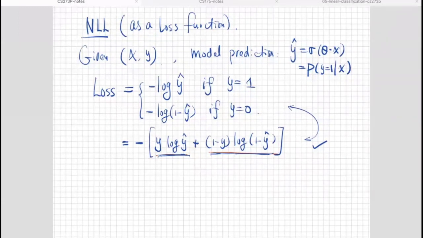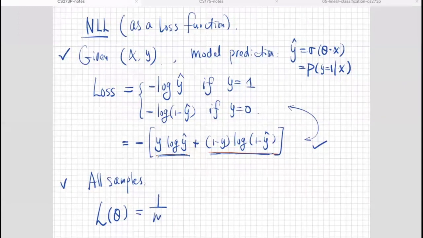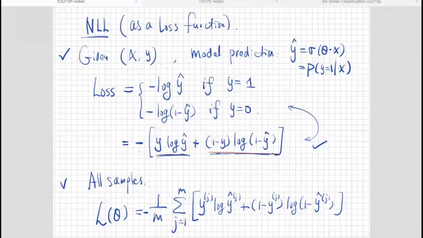So now I have the loss associated with one sample. And now what is the loss associated with all samples? That will be the overall loss function here, as a function of my parameter theta. I'm going to average across all the samples, and I can put a negative sign in front so I don't need to write it again. Within that will be y_j, the label of the j-th sample, times log of y hat_j, the prediction for the j-th sample, plus 1 minus y_j times log of 1 minus the predicted probability of the j-th sample, and then put them together. And this will be my loss function.